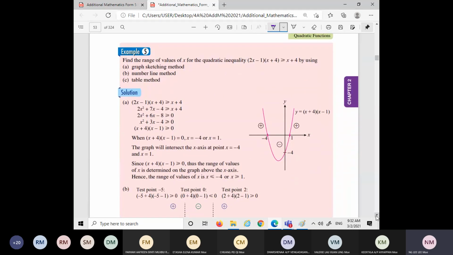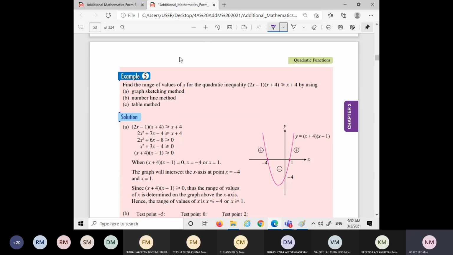Okay, I continue with this example number 5. Let us see this question. Before we start, you see here the right hand side must be 0. So I've got to expand this and then move the x plus 4 to the left. This is the first step I'm going to do, before we analyze like just now. So I'm going to expand this.